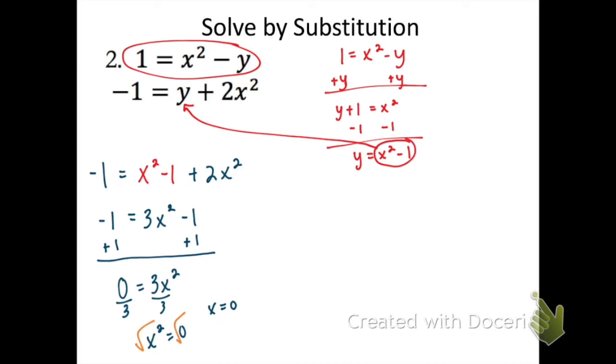So since I only got one value for x, I know that I'm only going to have one answer here. Sometimes we'll get one answer, or sometimes we might get two. We could also get none. So this isn't my final answer.